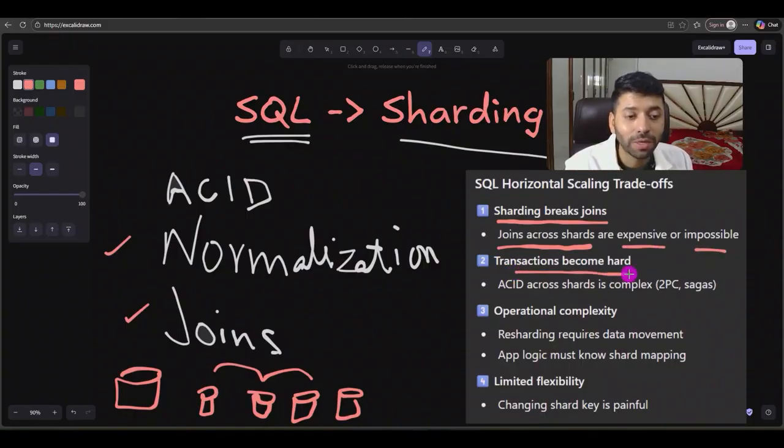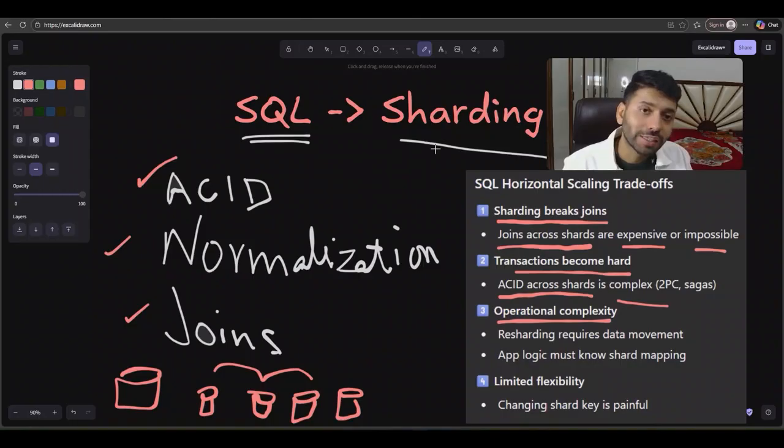The transactions also become hard because you need to maintain the ACID properties, which are the core of SQL. But when you have to maintain ACID properties across the shards, it's very complex. The third point is operational complexity. The important thing to understand here is that sharding or horizontal scaling for SQL is not automatic. It is managed by you. This is app-based logic. Your app logic is what makes this sharding happen. But the problem with it is that re-sharding requires data movement, which we saw.